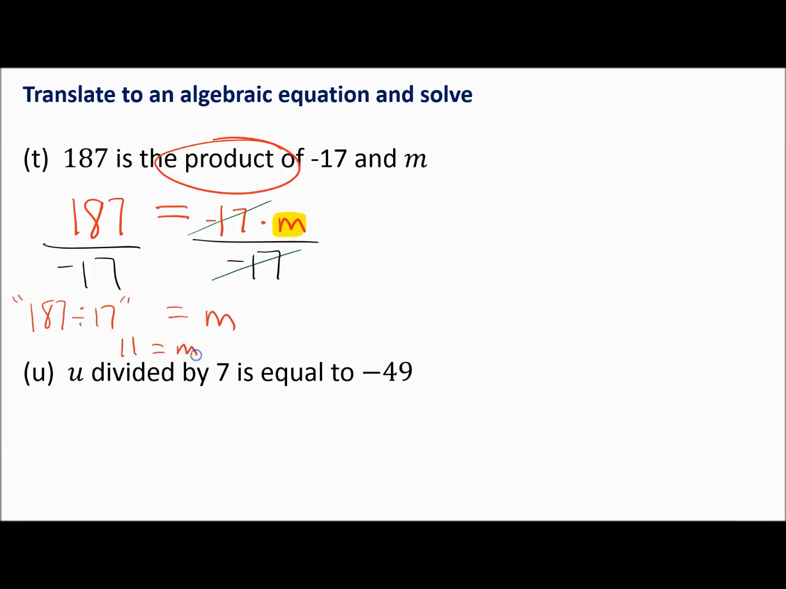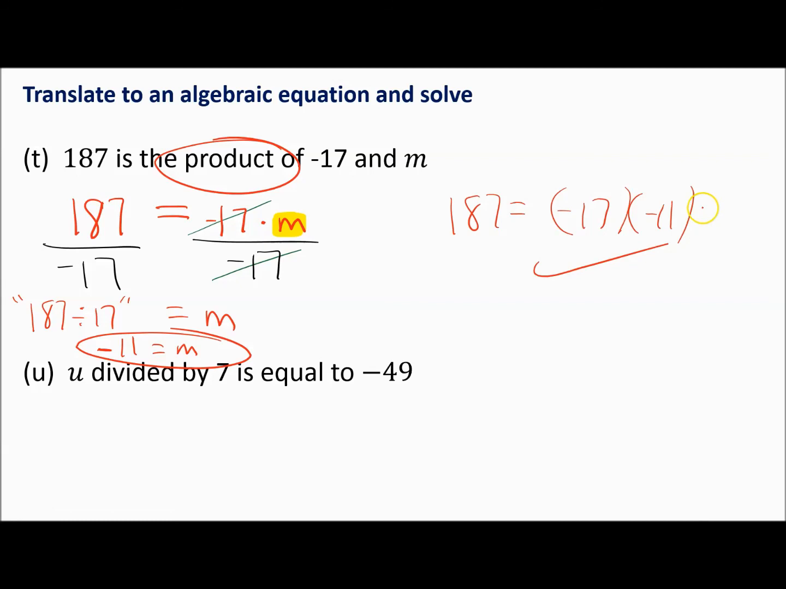Now, that's not my answer. My answer is negative 11. Why is it negative 11? Well, because I did a positive divided by a negative. I didn't bother to put that in my calculator because we know the rules, right? But that is negative 11. Now, you could check it by just plugging in negative 11 right here. Is 187 equal to negative 17 times negative 11, and it is.